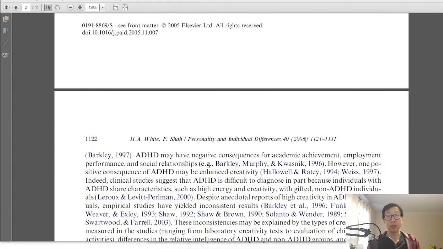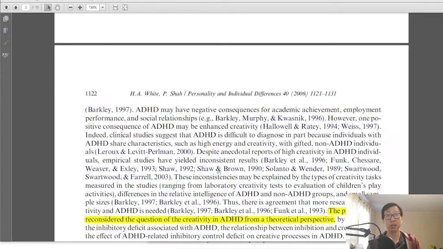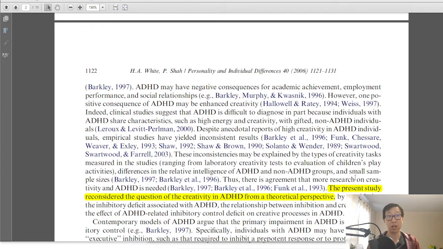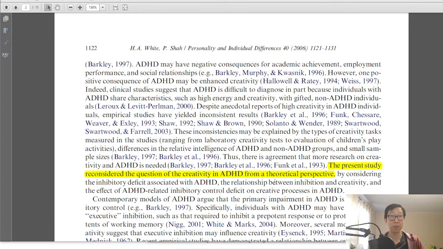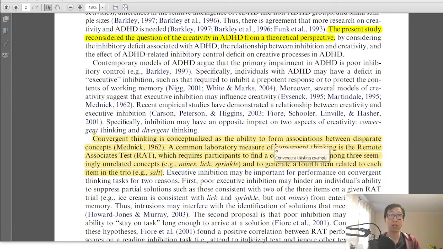In the introduction, there's a nice literature review here, and the gist of it is that there have been plenty of attempts at understanding ADHD and creativity, but some of these results have been inconsistent. And the authors set out to establish a more rigorous framework for understanding creativity and ADHD from, as they say, a theoretical perspective, which again is just mediation analysis. So let's get into it.